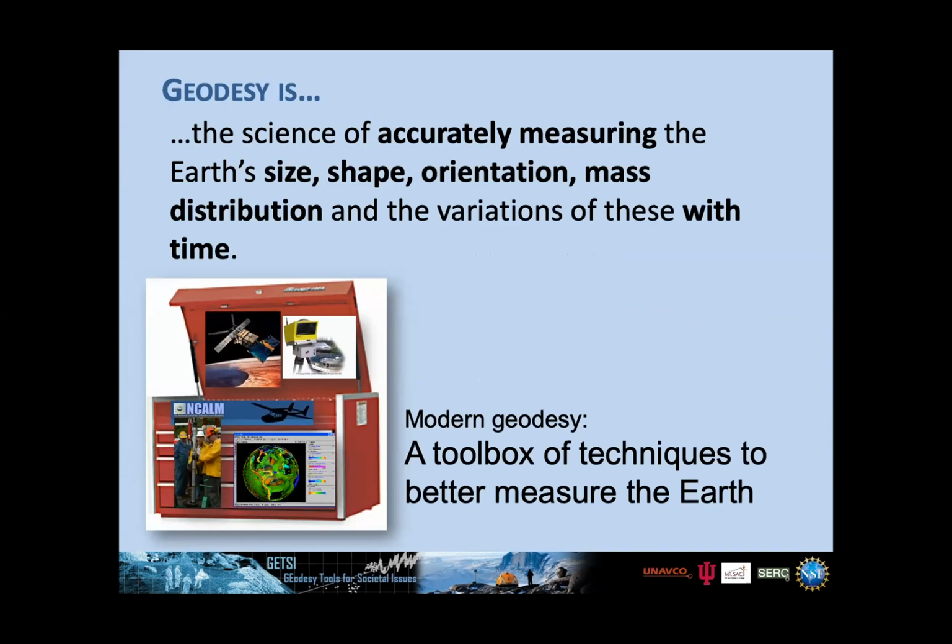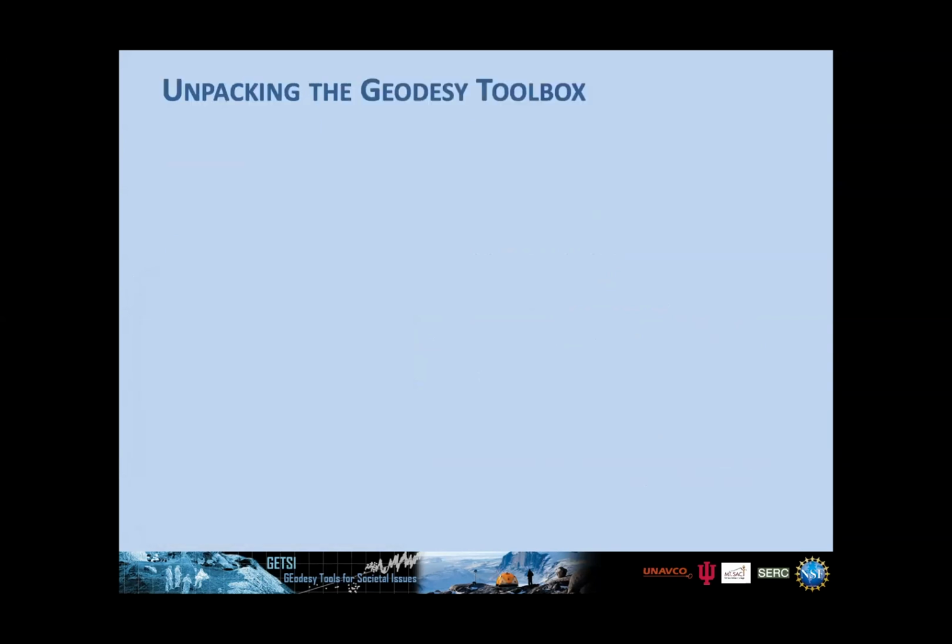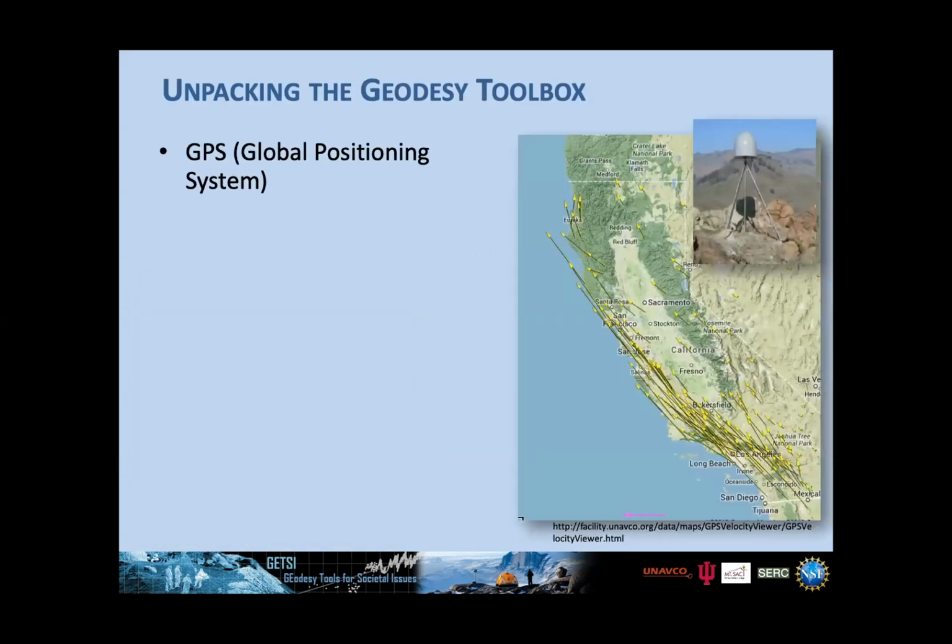But in the last few decades, we've really developed a toolbox of techniques to better measure the Earth. And if you unpack this geodesy toolbox, it has the Global Positioning System, or more accurately the Global Navigation Satellite System, GNSS.